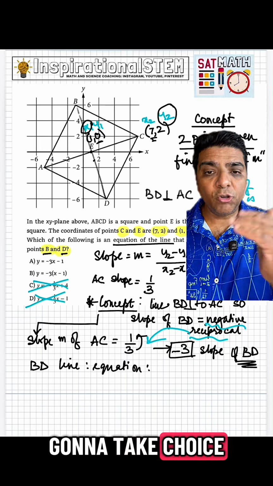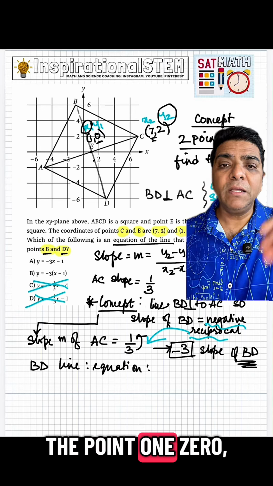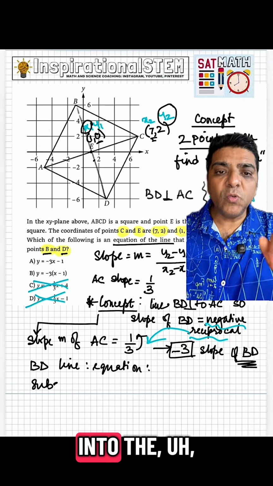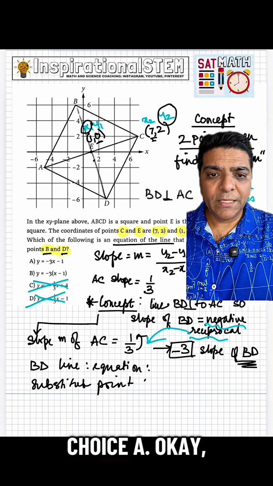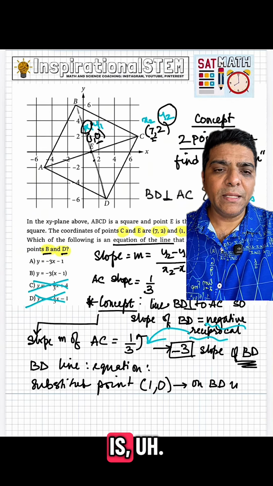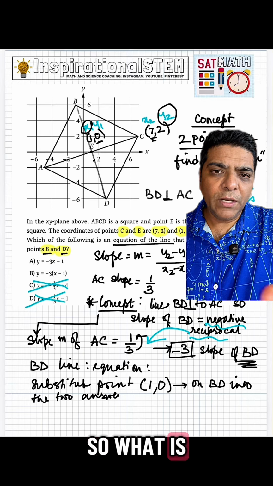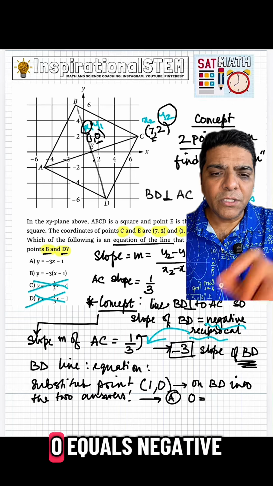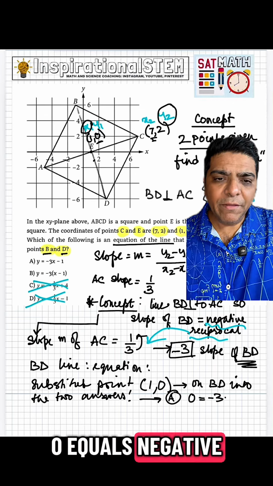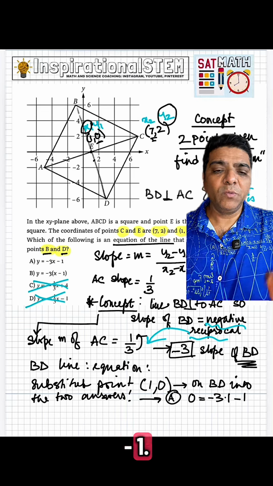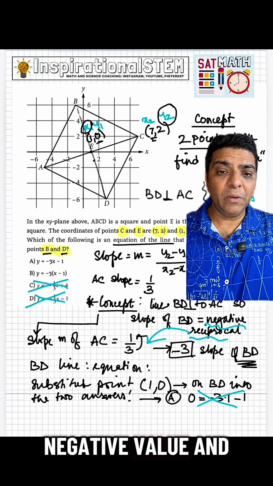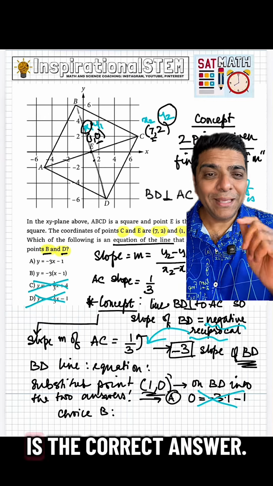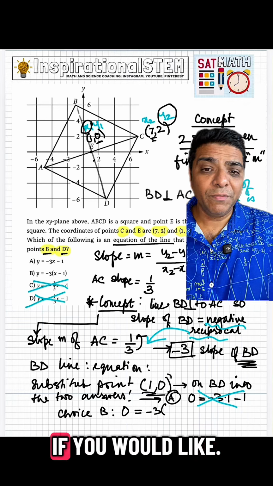So now we're going to take choice A and substitute that point 1, 0, which lies on BD, into the choice A. Okay, so what is choice A? Is y, so we're going to substitute that, 0 equals negative 3 times 1 minus 1. So on the right hand side we have a negative value and the left is a 0, so that's the wrong answer. So the choice B is the correct answer, but you go ahead and substitute if you would like.